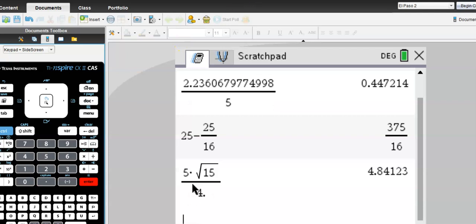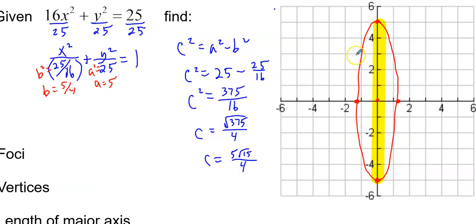It is 4.84. I need that for graphing purposes. So C is approximately equal to 4.8-ish. So 4.8 up is my focus point right there, and 4.8 down is my focus point. Those are my focus points, very close to there because it's very squished. But when I write it, I want to write it using the formula, so 0, plus or minus C, so 0, plus or minus 5√15 over 4.